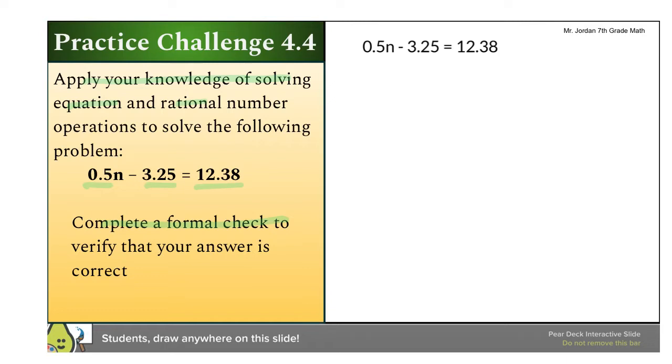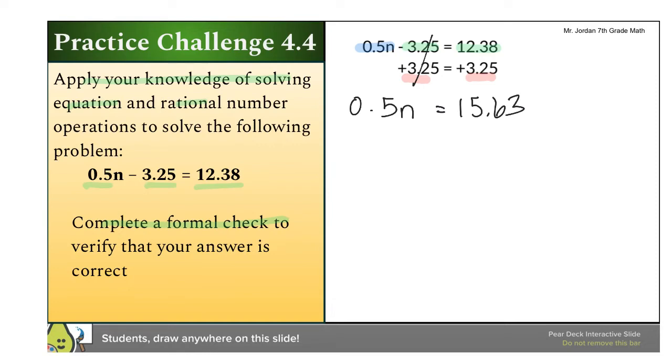When I have my equations, I need to notice the variables compared to the constants, or the numbers without variables. So that I have variables on one side and constants on the other, I have to add 0.35 to both sides. So 0.35. That is going to make it so that this side is just 0.5n. These cross out. And this is going to equal 15.63.